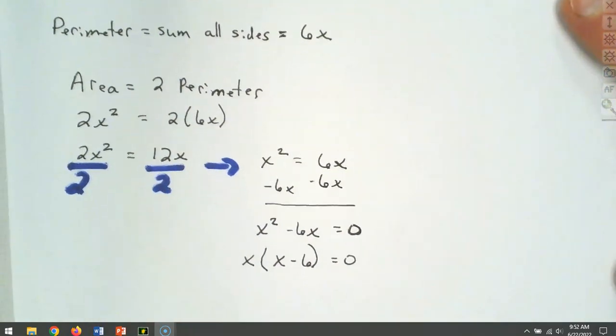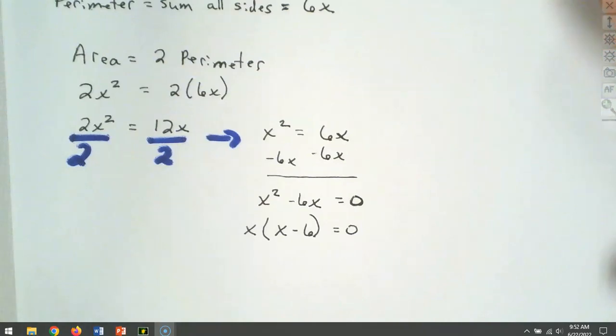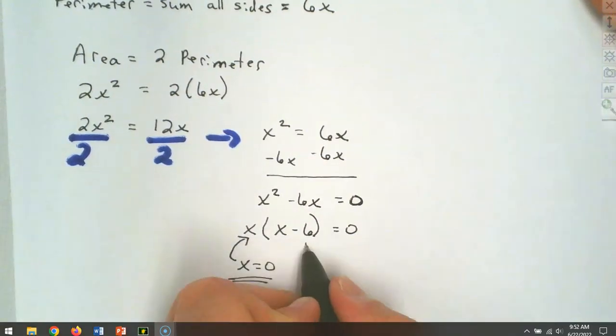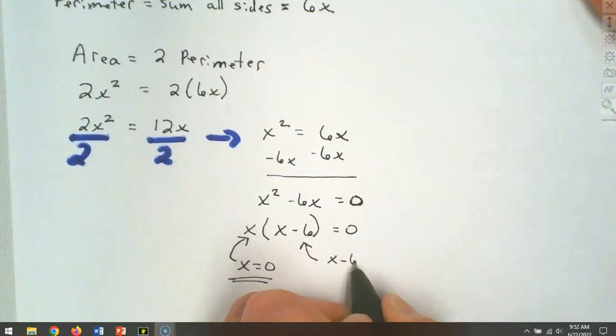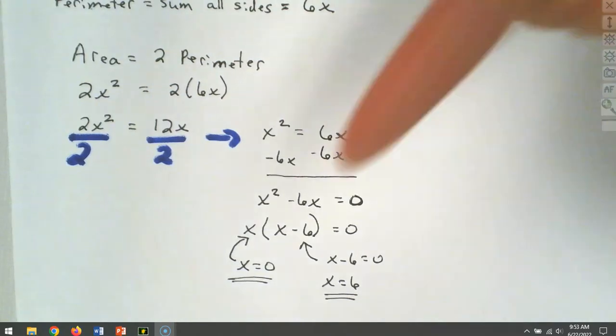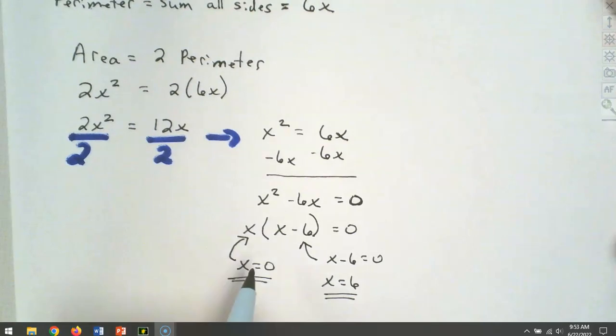I am going to get two solutions, but one of the solutions is a trivial solution, and it doesn't make any sense. So one of the solutions comes from here, and that one is x equals 0. The other solution comes from here, and that's x minus 6 equals 0, which is x equals now positive 6. And which one of these obviously is not going to make sense? 0, right? Because you can't have a 0 length or width. It does work because the area and the perimeter are going to be the same, which is 0, and when you multiply by 2, it's still 0, but that's not going to be anything we can use. So the 0 is going to be gone.